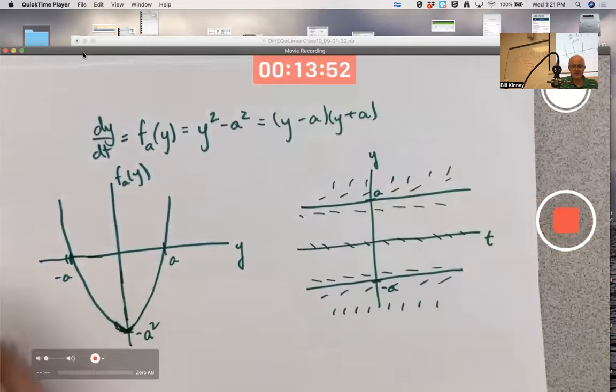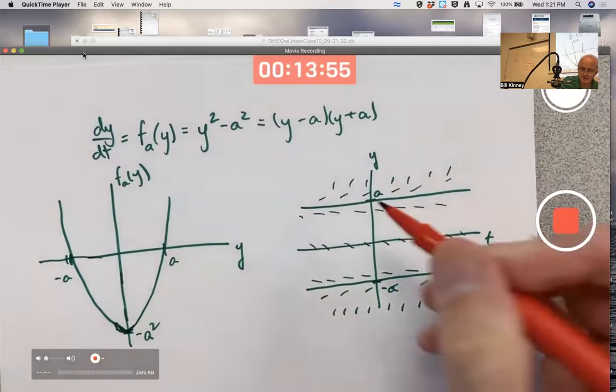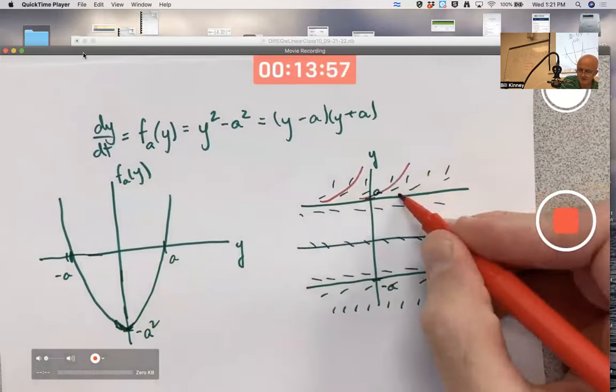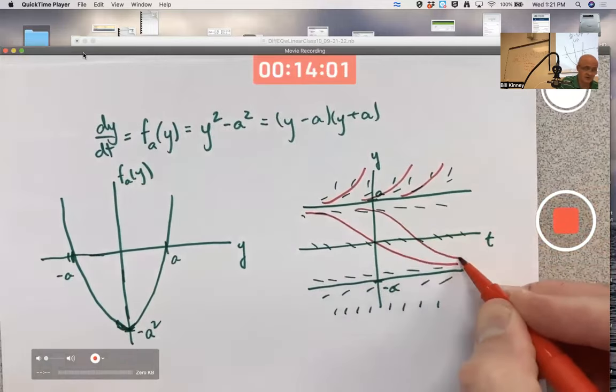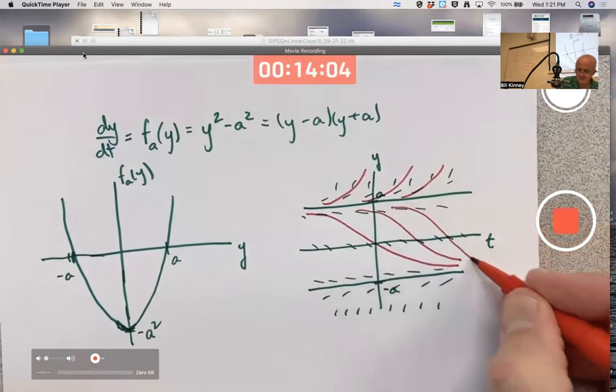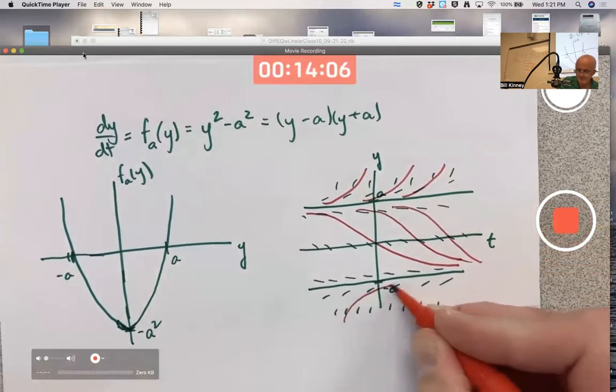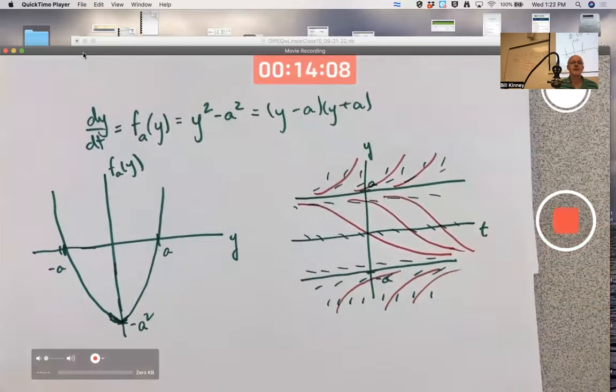Solutions follow the slope field. So besides these two equilibrium solutions, other solutions look like this, and they're horizontal translations of each other for autonomous systems, not vertical translations. That test question was false. Like that.